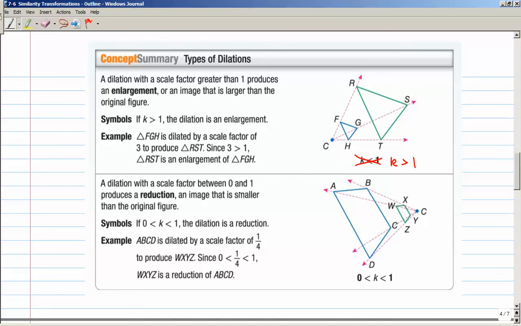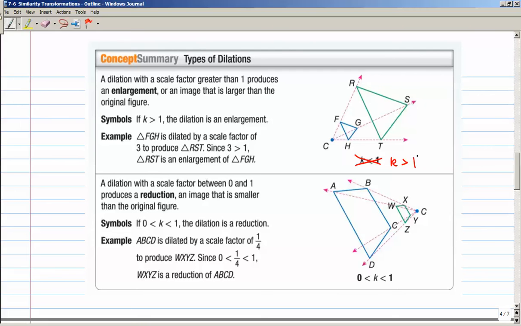A dilation with a scale factor between 0 and 1 produces a reduction, an image that is smaller. So, if the scale factor is a fraction between 0 and 1, then it's a reduction. So we started with the original quadrilateral ABCD, and it was reduced basically by 1/4 to get quadrilateral WXYZ. If you're curious, the center of dilation is point C, and the distance from D to C is 4 times as long as the distance from Z to C, but we're not going to worry too much about that.